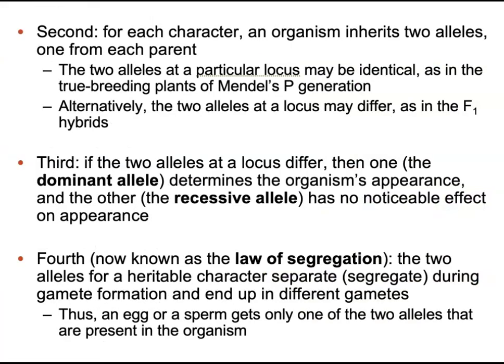Recall that Mendel's fourth point in his hypothesis, now known as the law of segregation, states that the two alleles for a heritable character separate or segregate during gamete formation and end up in different gametes. Thus, an egg or a sperm gets only one of the two alleles that are present in the organism. We saw this while creating our Punnett squares.